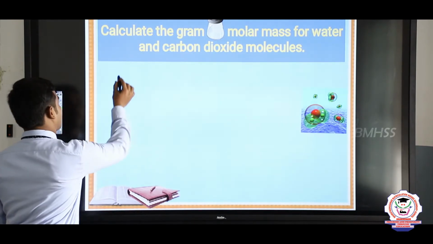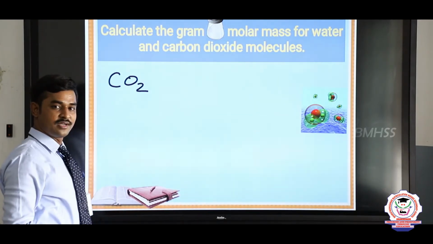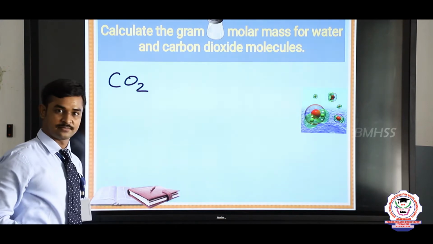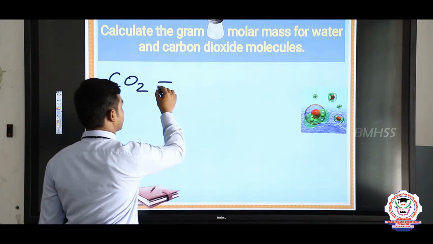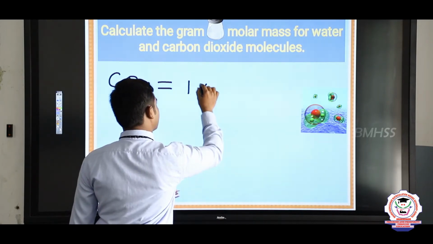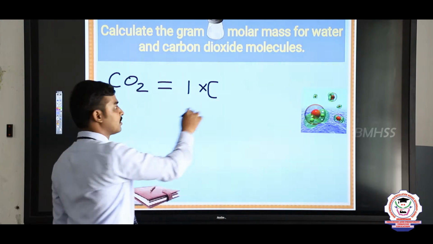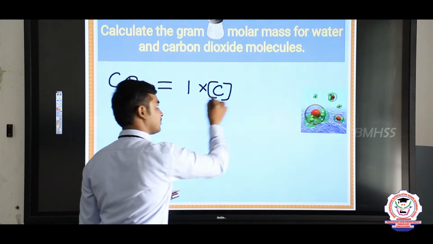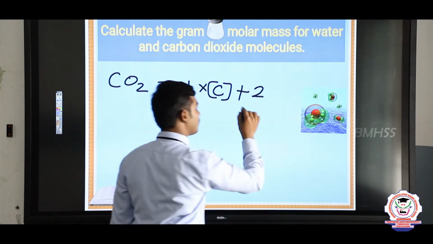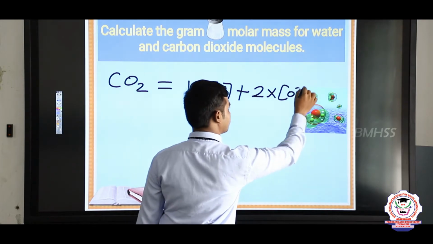Let us see, the carbon dioxide has the molecular formula CO2. It contains one carbon atom and two oxygen atoms. The molecular mass can be calculated by multiplying the number of carbon atoms, 1, by the mass of carbon, and multiplying the number of oxygen atoms, 2, by the mass of oxygen.